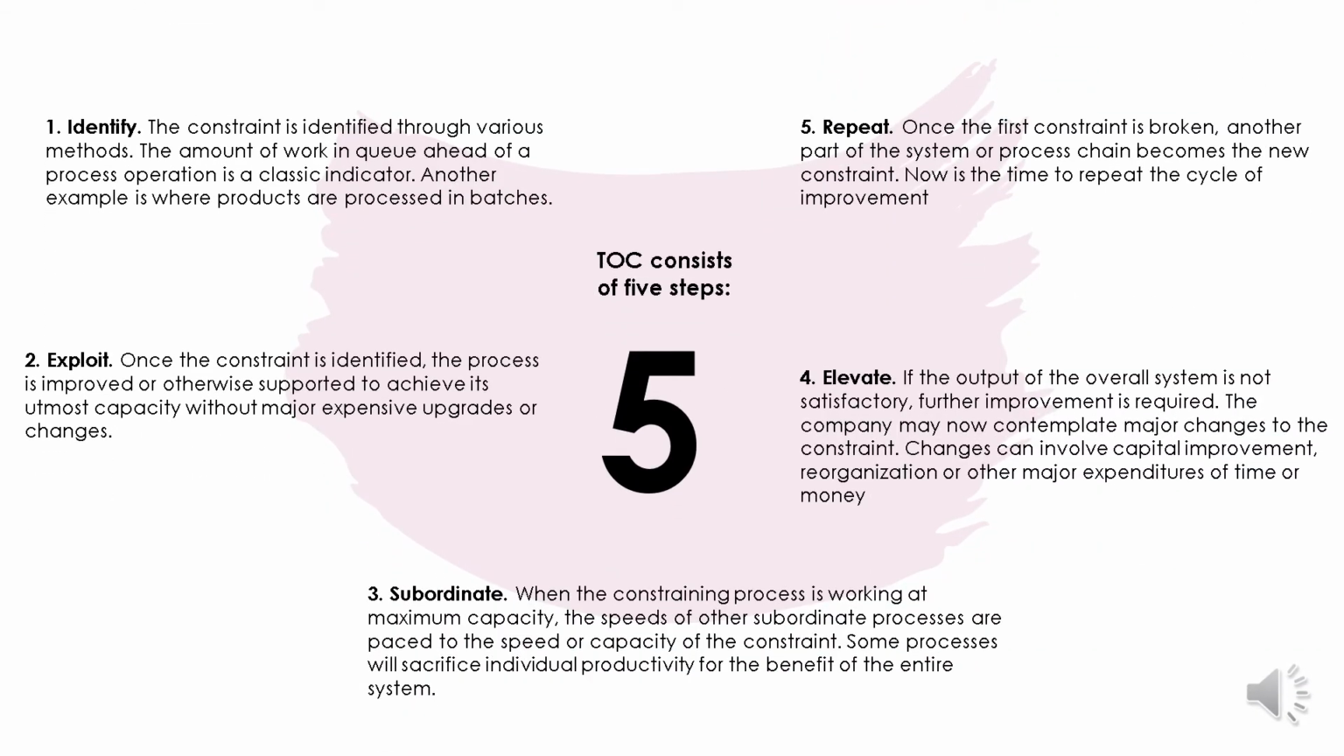TOC consists of 5 steps. Number 1. Identify. The constraint is identified through various methods. The amount of work required, or the depth of process operation, is a classic indicator. Another example is where products are processed in batches.